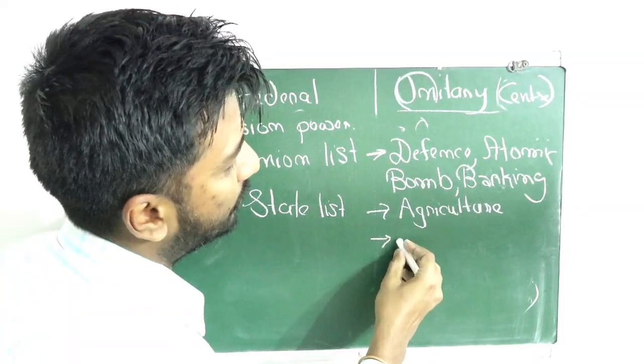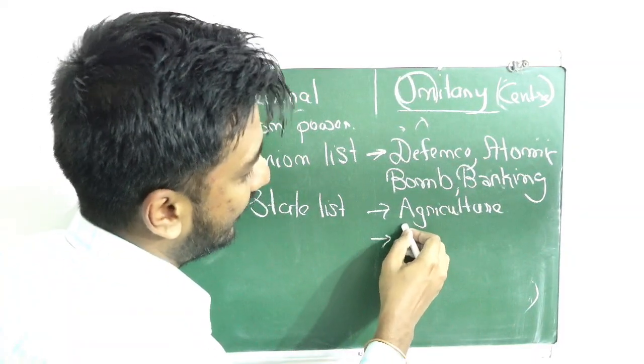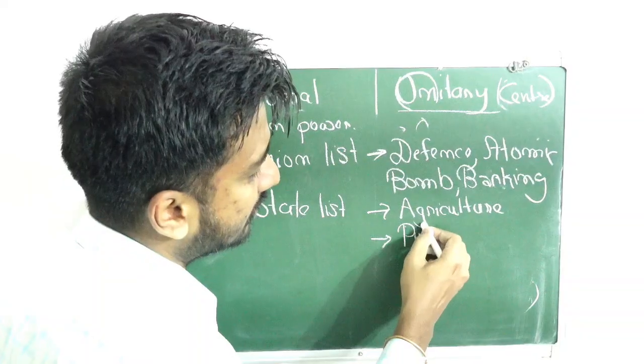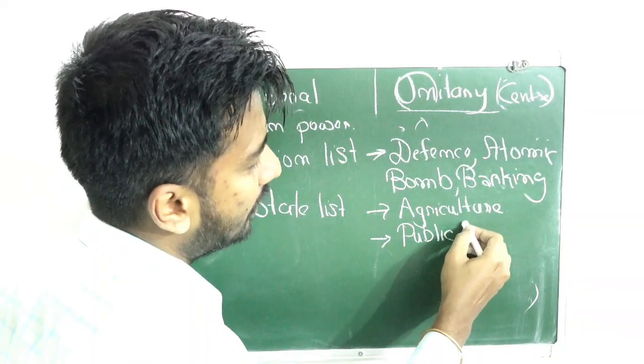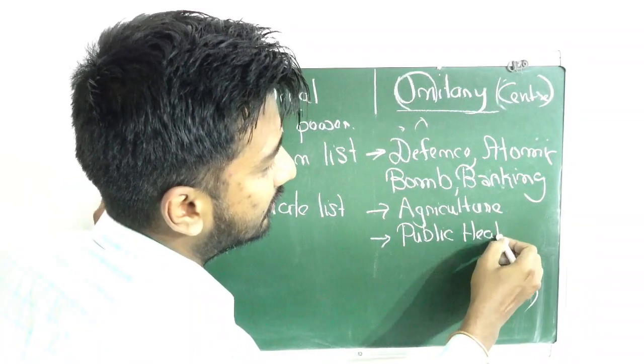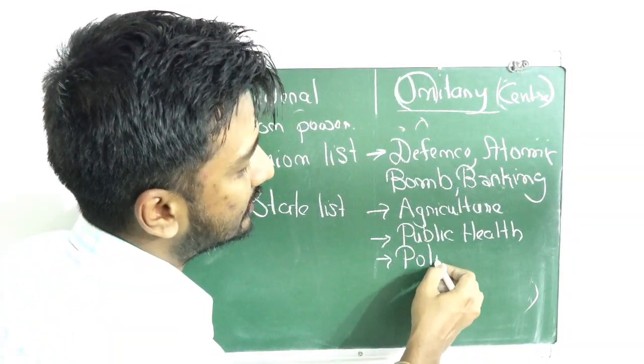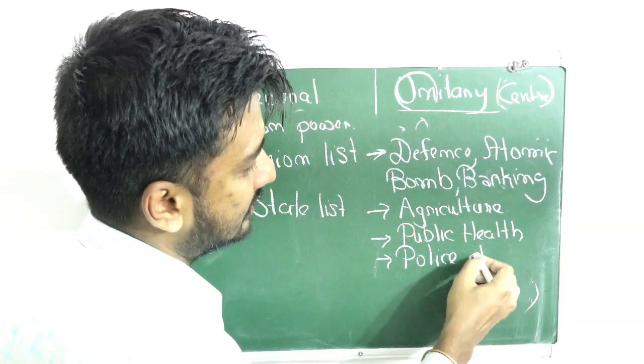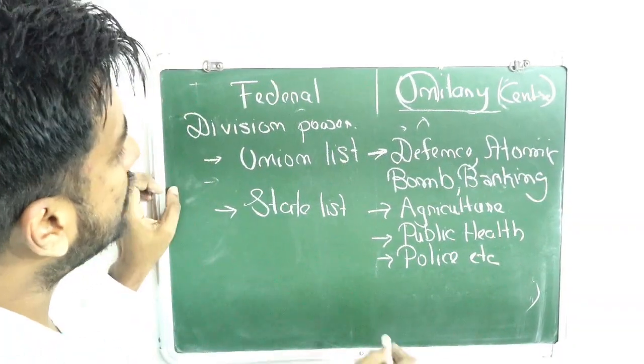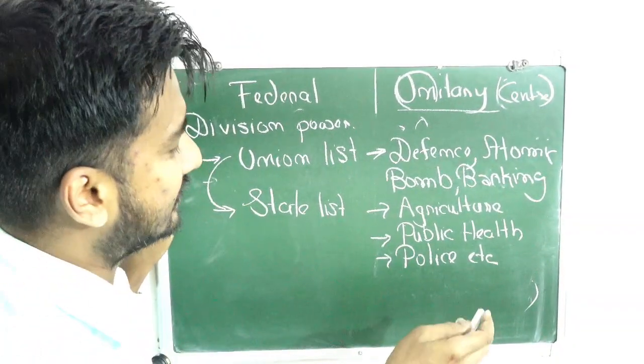It also comprises health, public health. Then it comprises police, etc. Now these are two lists: union list and state list.